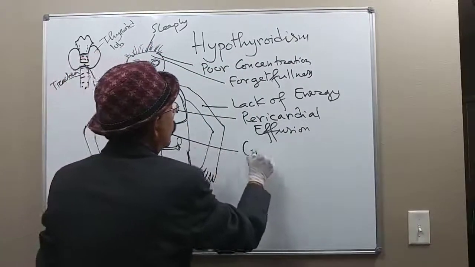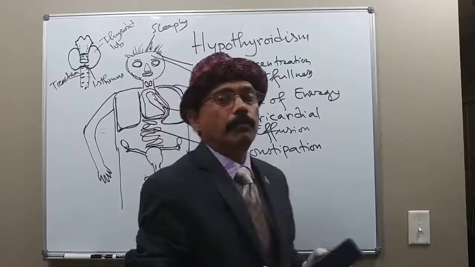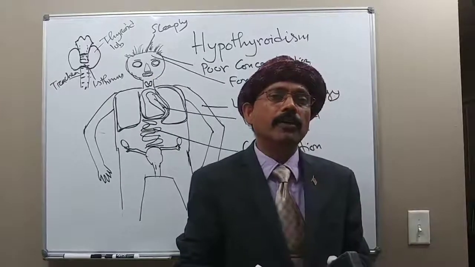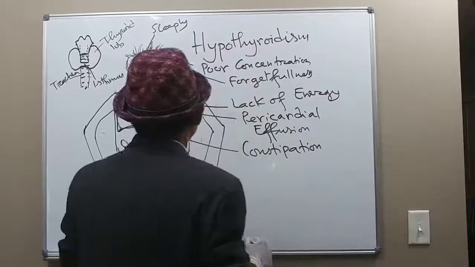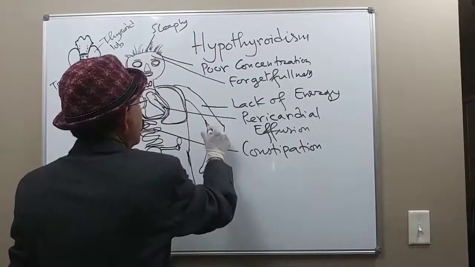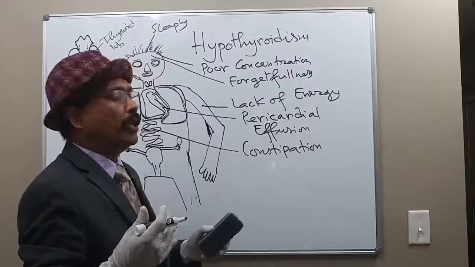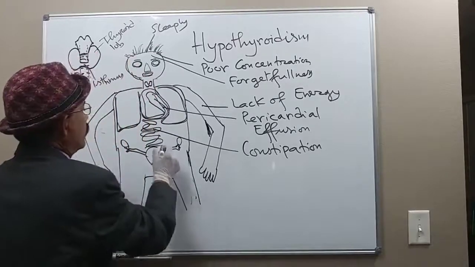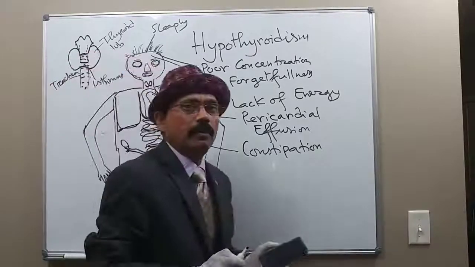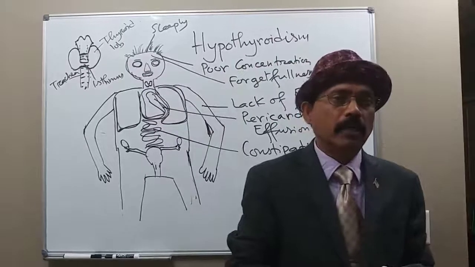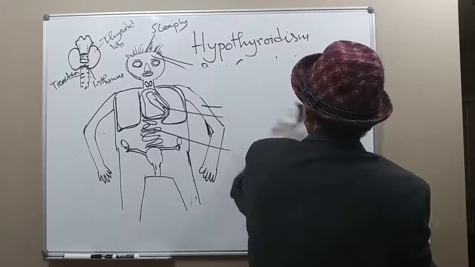Intestine, what happened? Constipation. Why constipation? Because of decreased motility of the intestine, because of decreased peristalsis of the intestine. Okay, we got that. And deep tendon reflex, as I discussed previously, there will be increased relaxation time. Okay, so we will get menorrhagia in the reproductive system. Okay, these are the features of hypothyroidism.